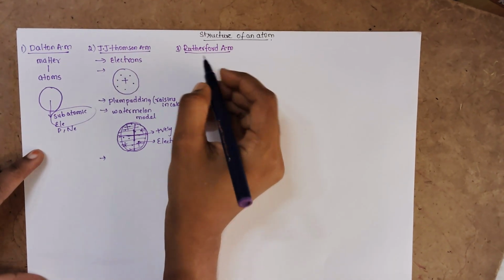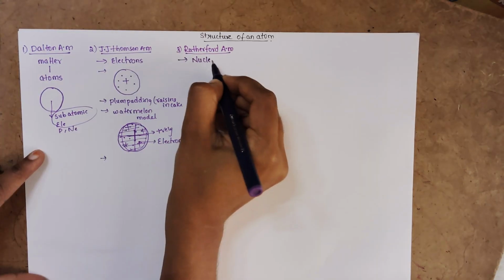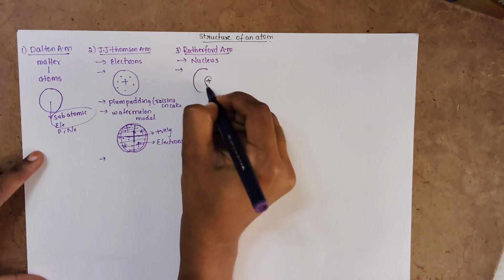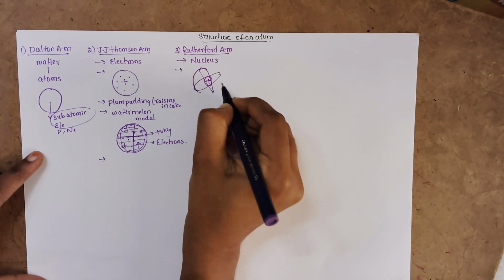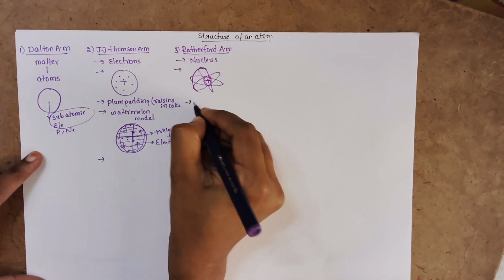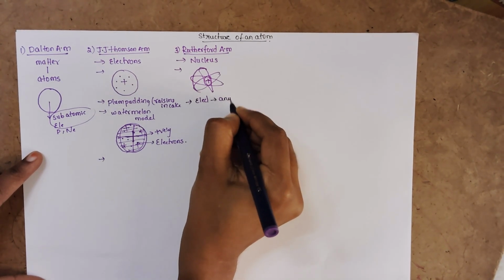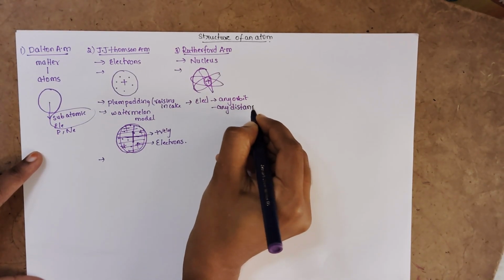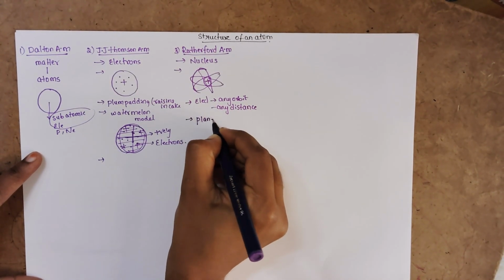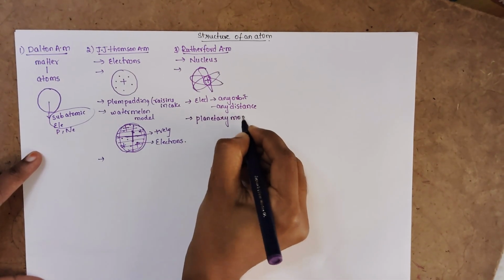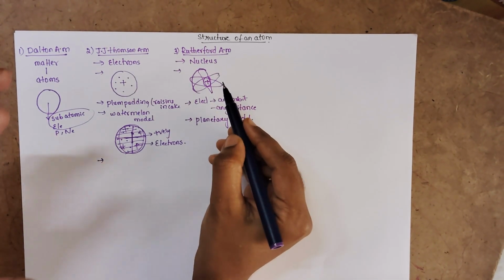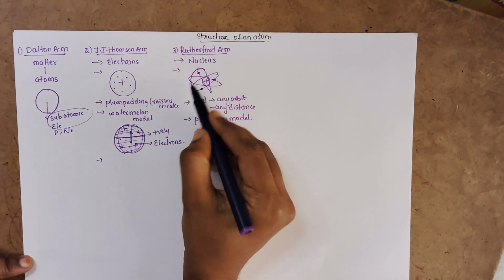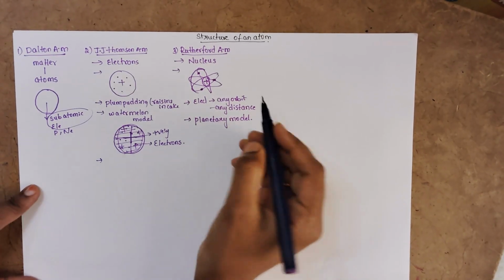Next model is the Rutherford atomic model. Here he discovered the nucleus. He said that it consists of a positively charged nucleus and the electrons revolve around the nucleus in particular orbits. Here the electron can revolve in any orbit at any distance. This is also called the planetary model. As the planets revolve around the sun, in the same way the electrons revolve around the nucleus in fixed orbits, not orbitals, okay?